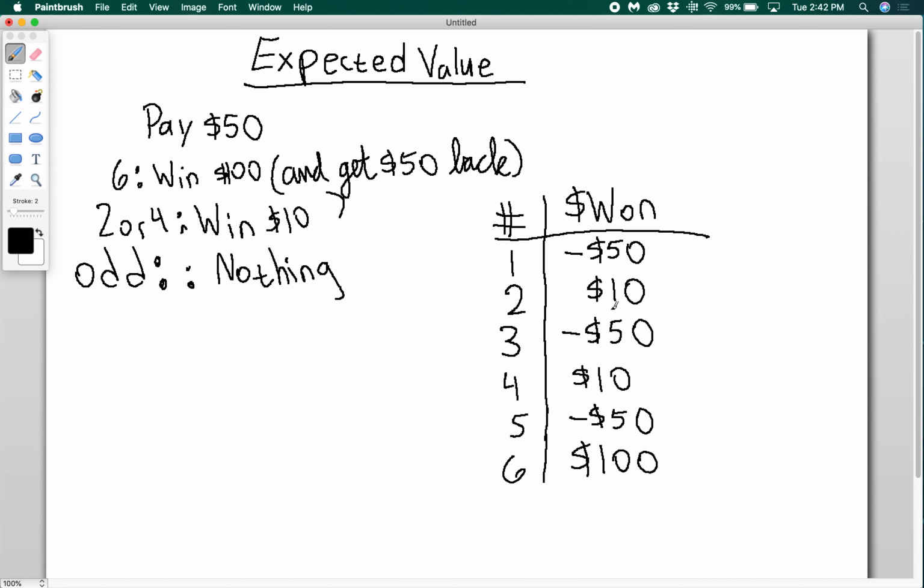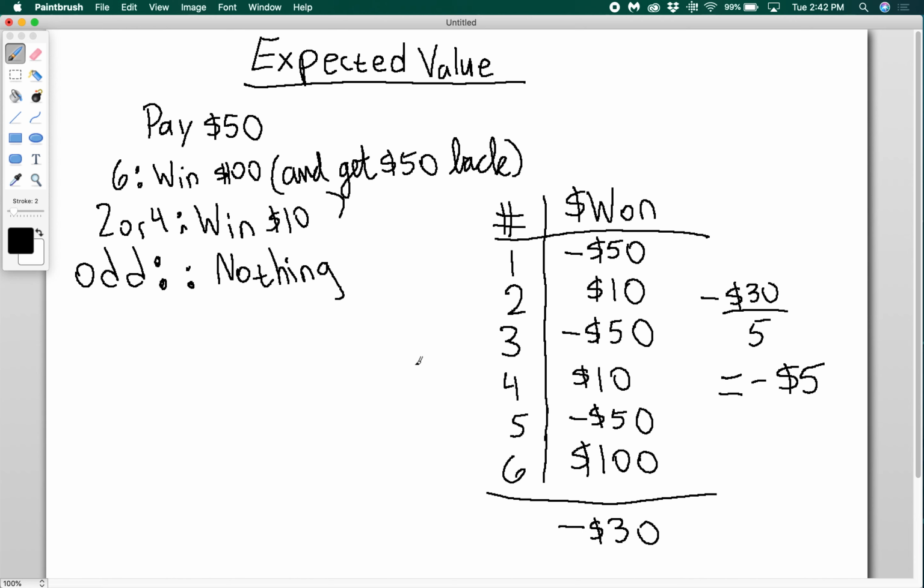So what's the expected value of this? Let me add up all of these values. If I do that, I get negative $30. And if I take all the different possibilities and divide by the number of rolls, so negative $30 divided by 6, I've summed up all of the possible outcomes and divided by the number of possible outcomes, I get negative $5. This means on average, I expect to lose about $5 per roll.